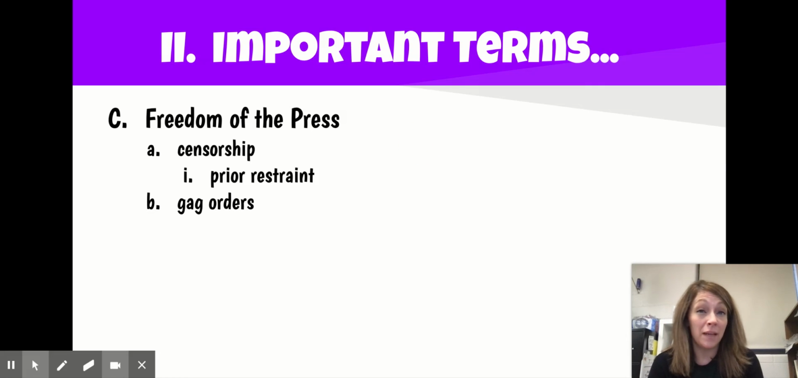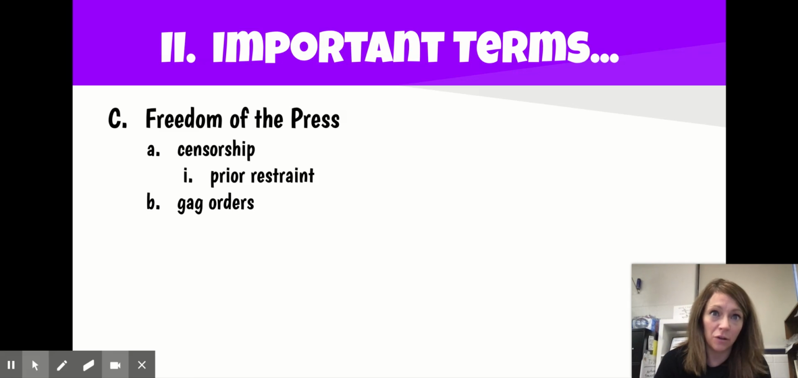We also have the use of gag orders when it comes to freedom of the press. If you are involved in a lawsuit, and there's a whole bunch of information swirling around about you that could potentially incriminate you before your trial is complete, then the judge would be able to issue a gag order, which would prevent people from talking about what's going on in your case and also prevent people from publishing stuff about your case until after it has concluded.